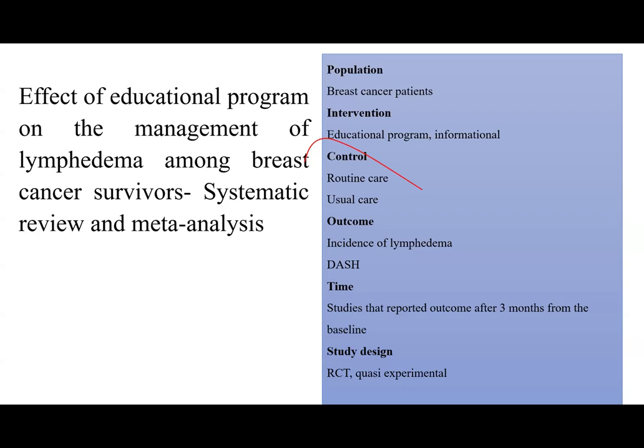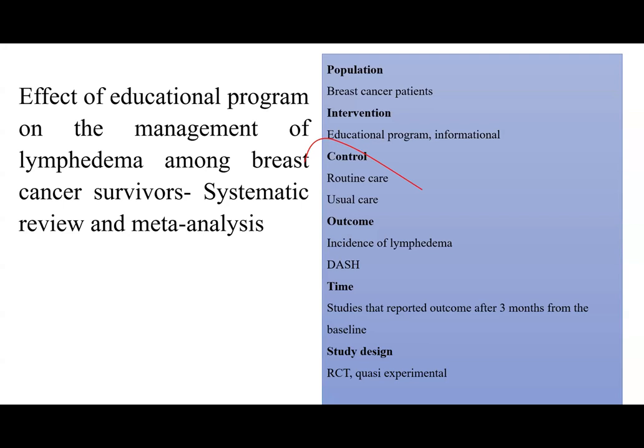So what kind of intervention? Those interventions that give education or any information to the breast cancer patients regarding lymphedema. And what are the comparator and the control group? Because this is an RCT, we are looking for the effect, so we will include only randomized control trial designs. We do have a comparator also that will receive the routine care or the usual care they are getting in the hospital.